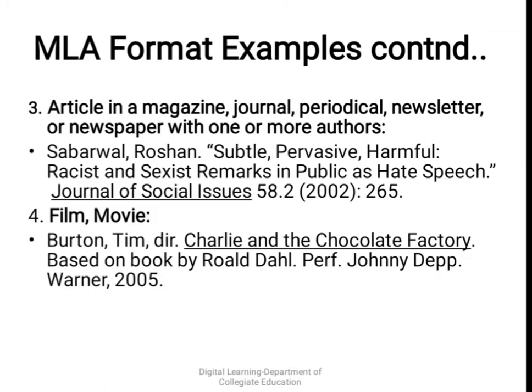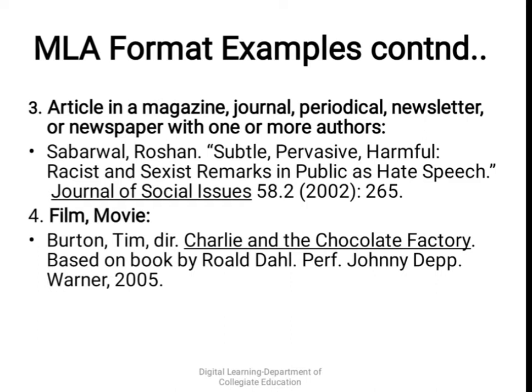Then you put the title of the article within inverted commas, as shown here: Subtle, Pervasive, Harmful, Racist and Sexist Remarks in Public as Hate Speech. This is the title of that article. Where is it published? Journal of Social Issues, volume 58, second issue, published in 2002. Then comes the page number. So this article is published on page number 265 of this Journal of Social Issues.